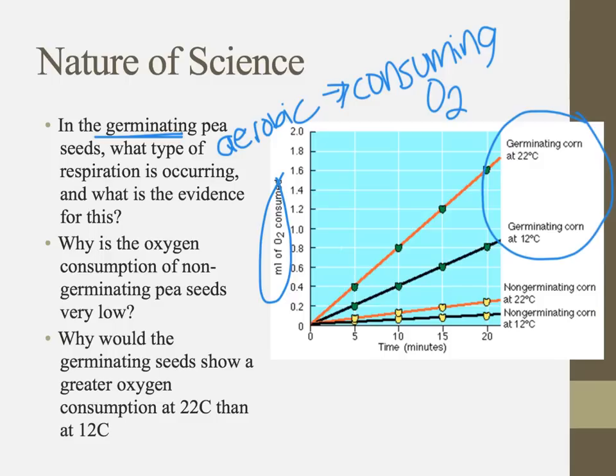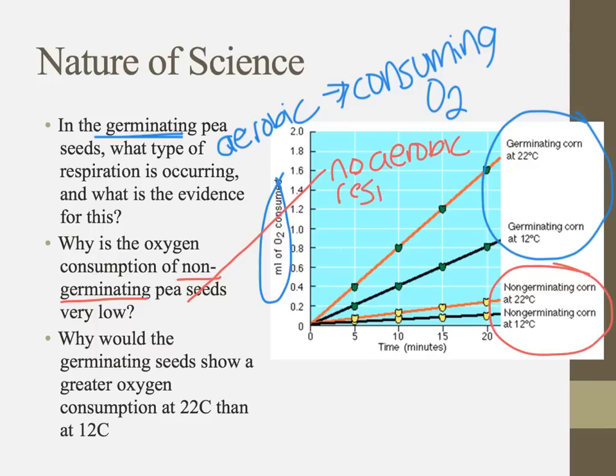In the second one, it says, why is the oxygen consumption for non-germinating seeds very low? So here are my non-germinators. The answer to that is because there is no respiration, or I should say no aerobic respiration happening. If there's no aerobic respiration, they're not going to be consuming very much oxygen.